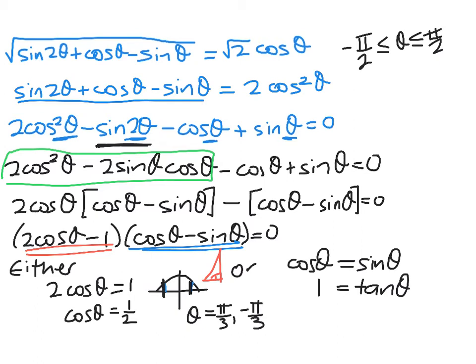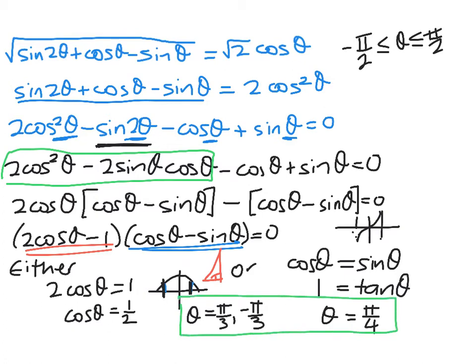And for 1 equals tan theta, just think about your tan graph. You're just interested in the graph between negative pi on 2 and pi on 2, so we've just got one solution there, so theta is equal to pi on 4. So there we go. They're my 3 solutions to that equation. On to question 2.